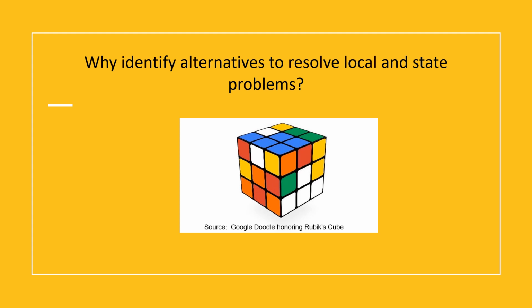is to reinforce the idea of what it means to identify alternatives to resolve local and state problems. What happens when a person twists one side of the Rubik's Cube and might twist it 1 turn versus 2 turns versus 3 turns is that the combination of colors on at least 2 other sides of the Rubik's Cube are going to be affected.